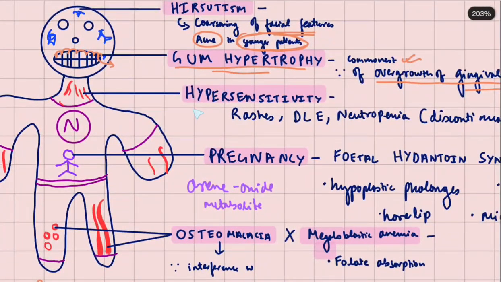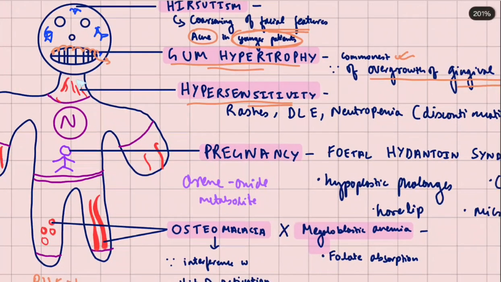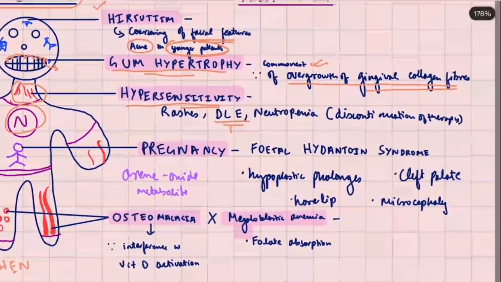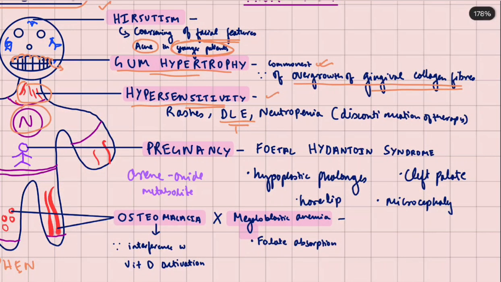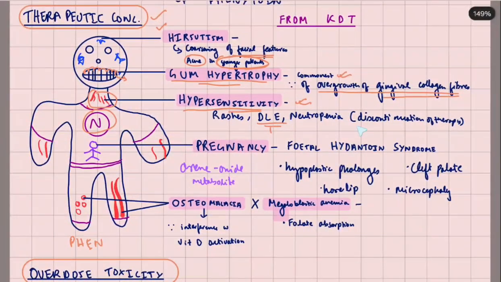Then we have hypersensitivity. There's rashes, there's neutropenia, and then there's DLE, which is discoid lupus erythematosus. When these adverse effects are seen in a patient, we have to discontinue the therapy.